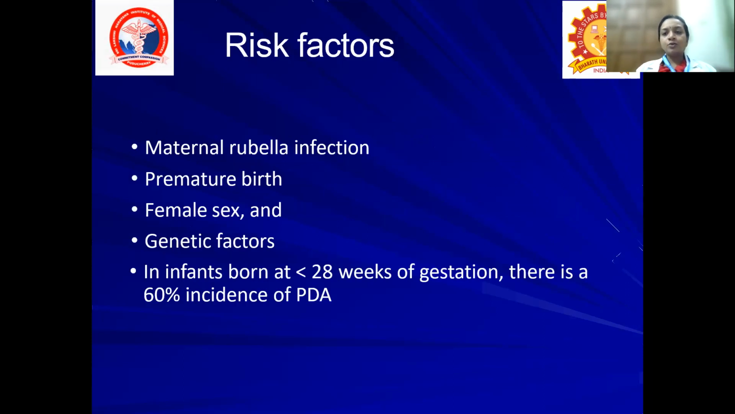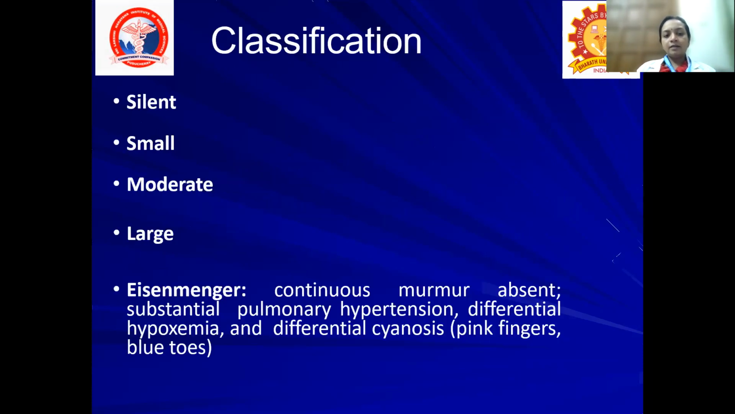What are the risk factors for a patent ductus arteriosus? Maternal rubella infection, premature birth, female sex, genetic factors, and if there is a preterm birth, especially less than 28 weeks of gestation, there is almost 60% incidence of PDA. They are further classified as silent, where the PDA is determined only by echocardiography as an incidental finding on other investigations, and small PDA, moderate and large, and if it is associated with Eisenmenger's complex.